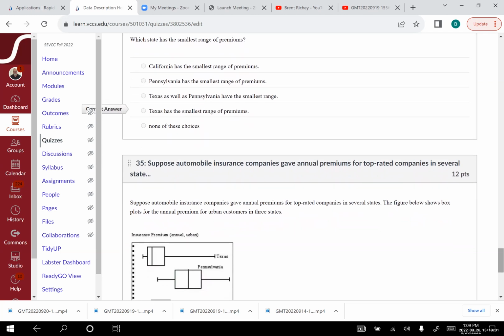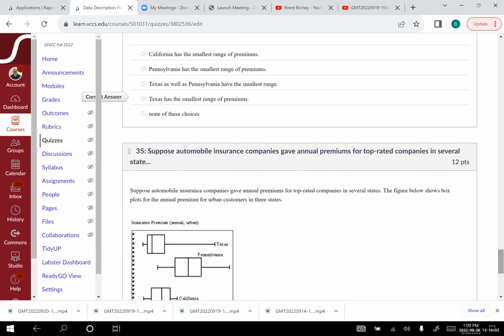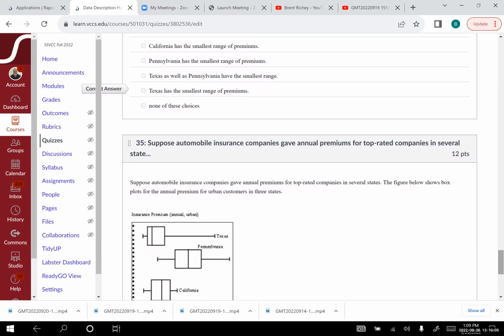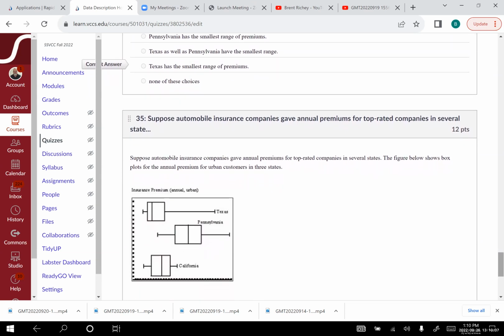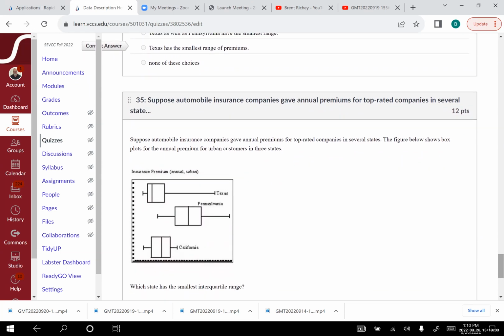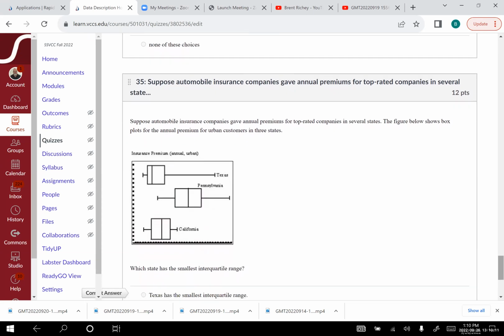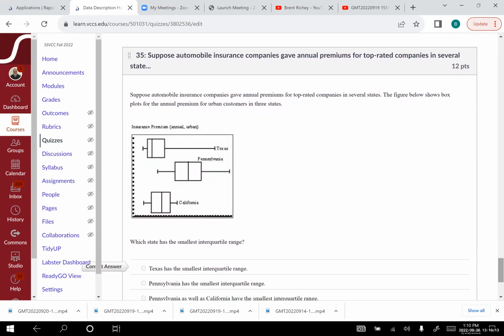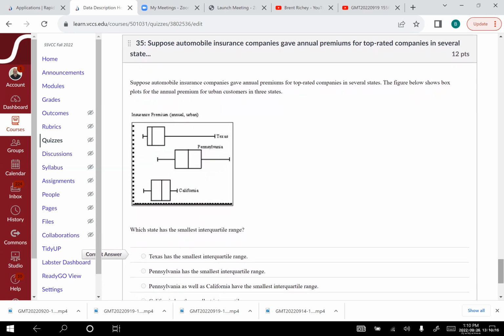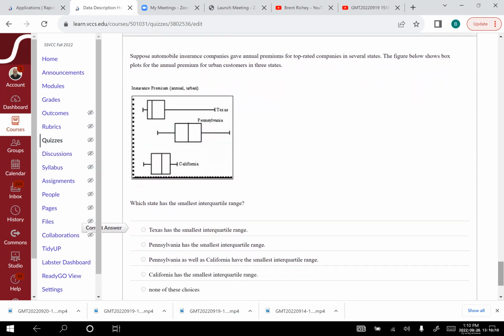video will get posted sometime next week. So don't worry about it. You can look at it again and see what we're doing. The smallest interquartile range, that would have been the smallest box. And we said Texas, and we were correct.